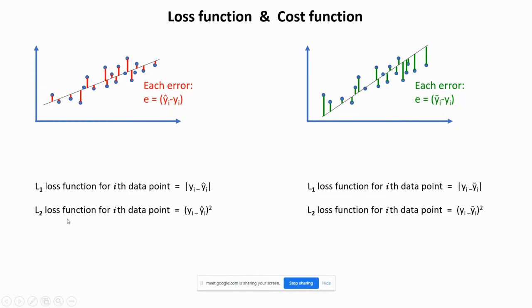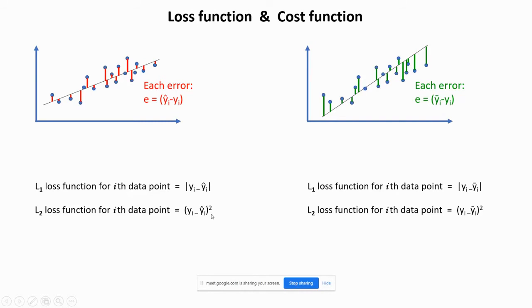Similarly, the L2 loss function, if you were to define it, this is just a convention for how you name it, it has nothing to do with the formula. So if you have a squared definition of your error, of your loss function, then you call it the L2 loss function for the ith data point, and this is how you define it.